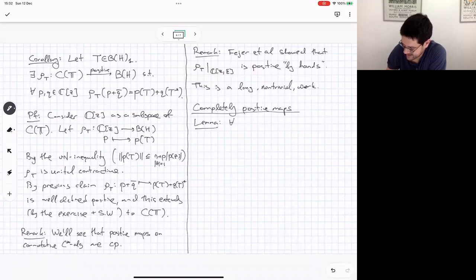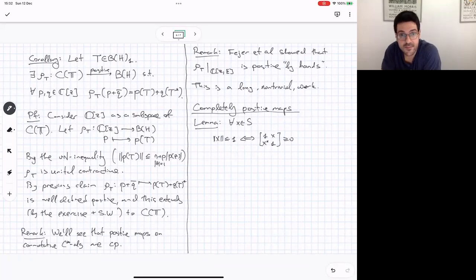For every X in an operator system, the norm of X is less than 1 if and only if this matrix is positive in M2 of S. Why do I love this lemma? The proof is one line, we just check it.